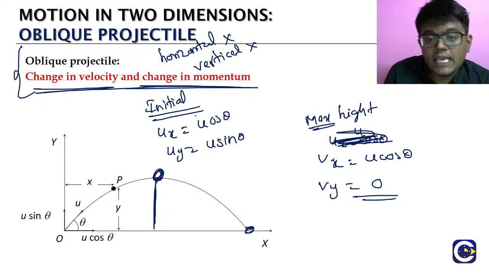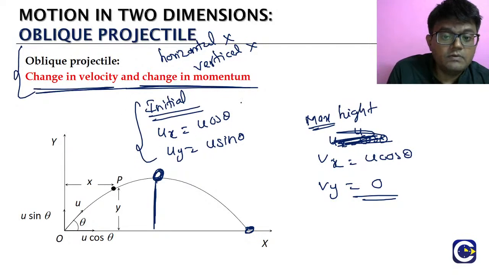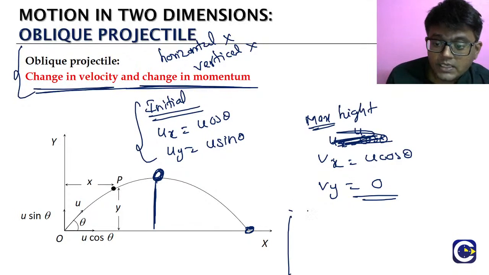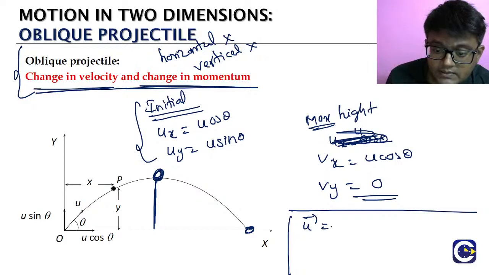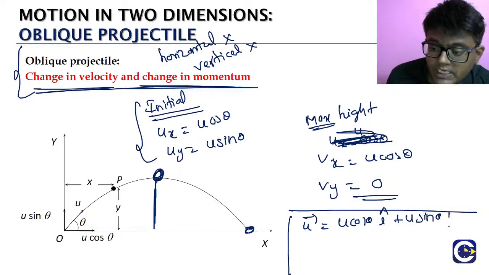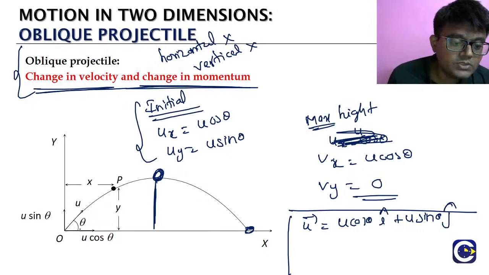Now, what is the change in velocity? We will look at the velocity in vector notation, and from that we will be able to tell. Look at it: the initial velocity as a vector will be u cos theta into i plus u sin theta into j.